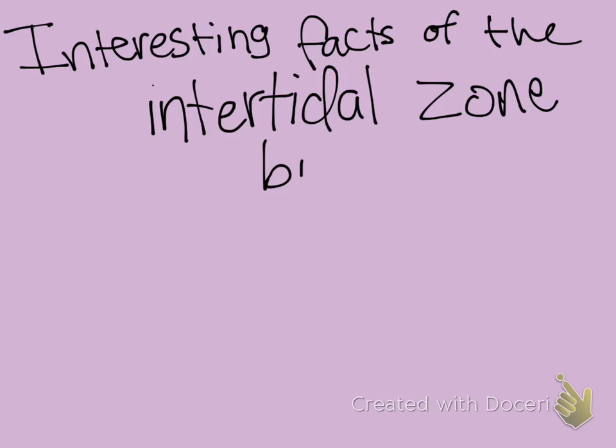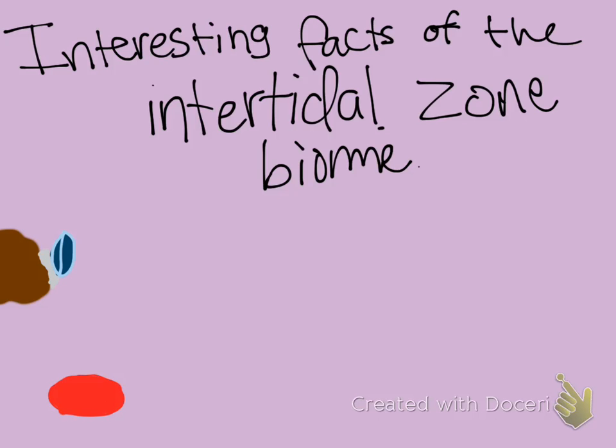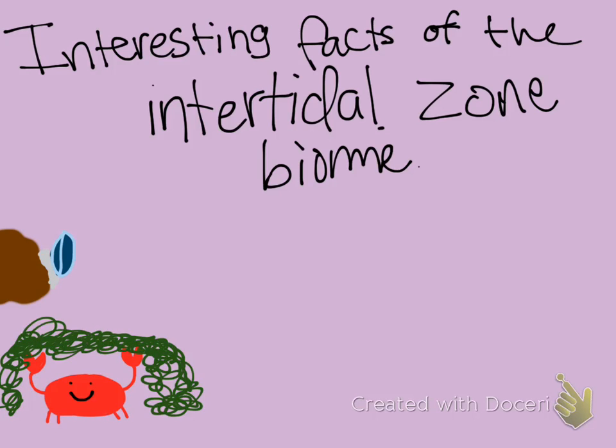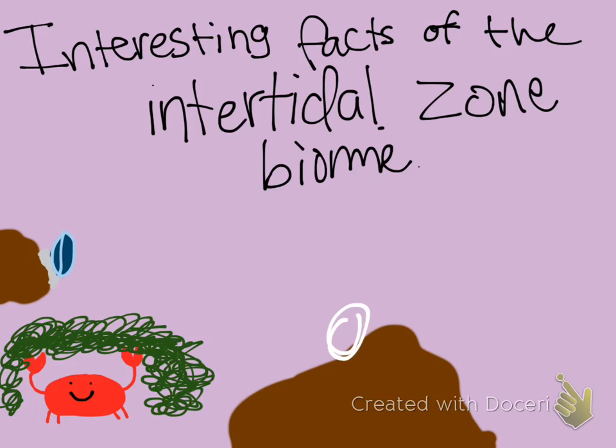Interesting facts of the intertidal zone. Mussels have a web-like material that can keep them up against the rocks. Crab will hide under algae. Barnacles will glue themselves to the rocks, and periwinkle snails have a material on them that can help them stay put.